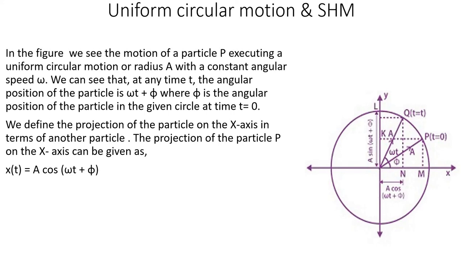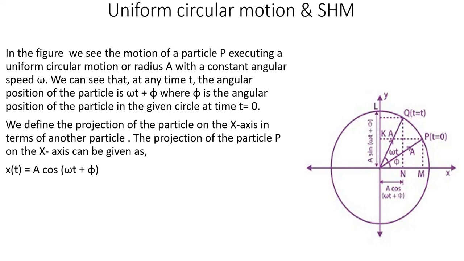It is along the x-axis, so instead of ON we can write it as x. So x of t, the displacement, is equal to A cos omega t plus phi, and that is the solution of simple harmonic motion. So we can say that the projection of uniform circular motion on either the x-axis or y-axis corresponds to simple harmonic motion.